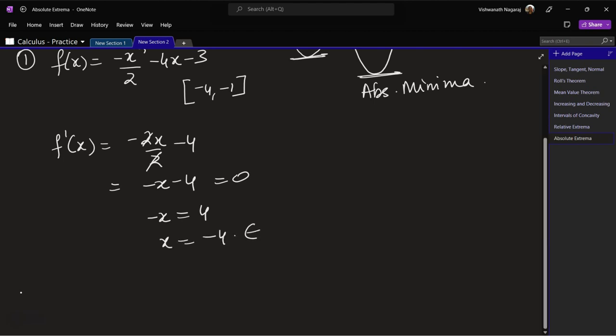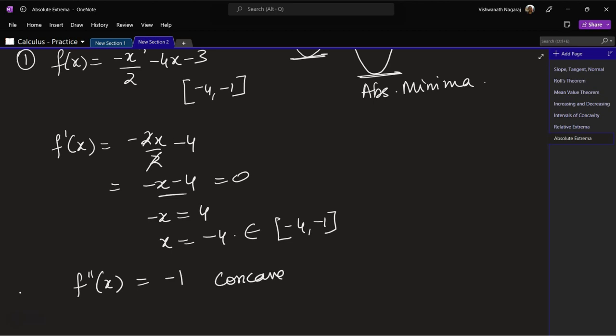And this minus 4 belongs to this closed interval minus 4, minus 1. Okay. So, we have found a point where the slope is 0. That means it is going to be either a maxima or a minima in this interval. So, for that, let's figure out the second derivative. F double prime of x is equal to, we have to differentiate this, minus 1. So, which means this is going to be concave down.